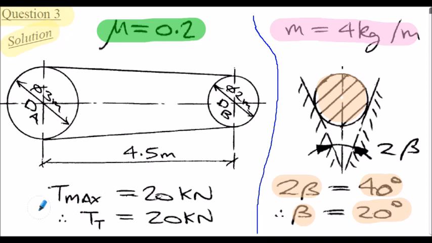We were given the maximum tension for the belt was 20 kilonewtons, so our tight side notation Tt is 20 kilonewtons, 20,000 newtons. We were given the center distance between the pulleys, and we were given the diameters of the pulleys.